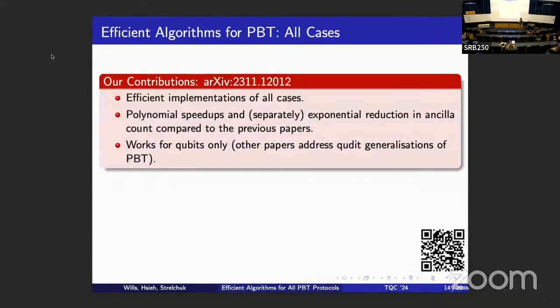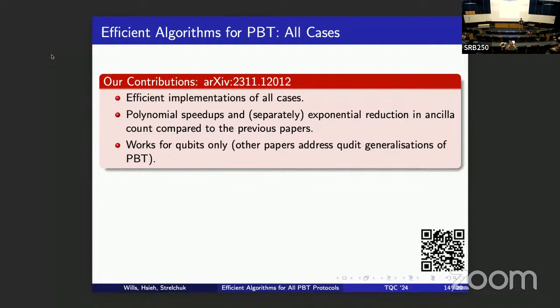But this brings me to our contributions, which is, as the title of the talk suggests, to tackle all the cases. So both DPBT cases and both PPBT cases. We also get some complexity theoretic improvements. Relative to the previous implementations of DPBT, we show how to do it a bit faster, so polynomially faster. And then separately, we show how to use exponentially fewer ancillas.